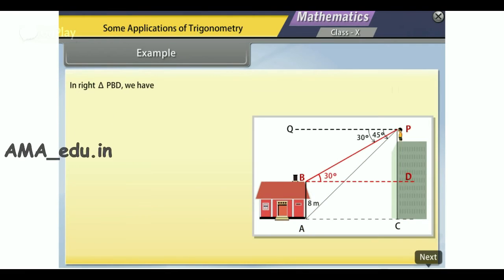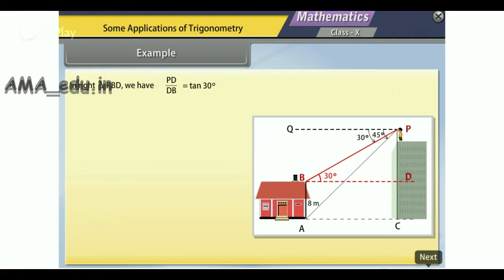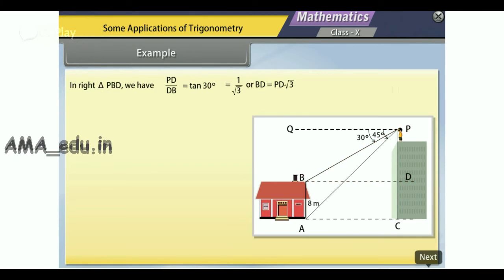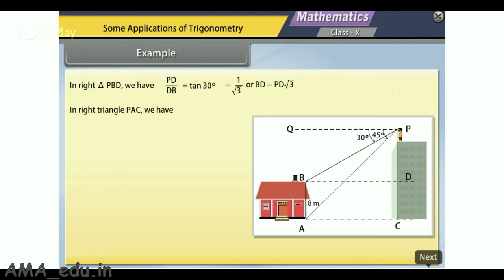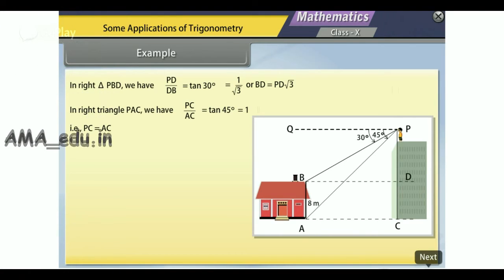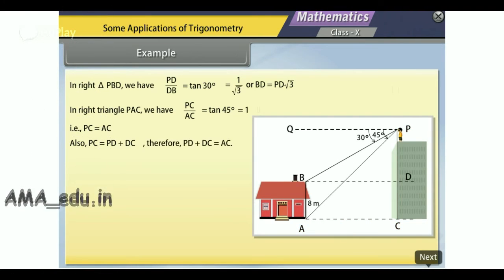In the right triangle PBD, we have PD upon DB equals tan 30 degree, which is equal to 1 upon square root 3, or BD is equal to PD square root 3. In right triangle PAC, we have PC upon AC equals tan 45 degree, which is equal to 1. That is, PC is equal to AC. Also, PC equals PD plus DC. Therefore, PD plus DC is equal to AC.